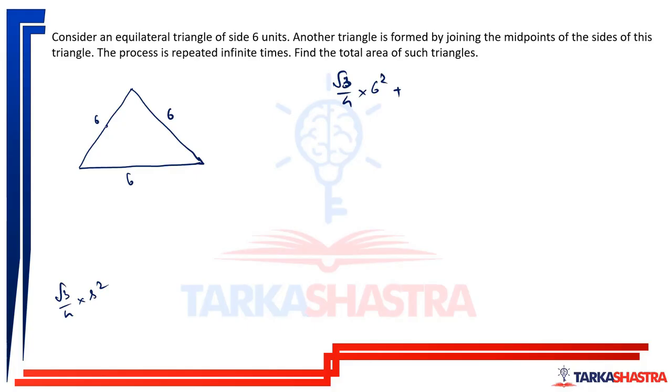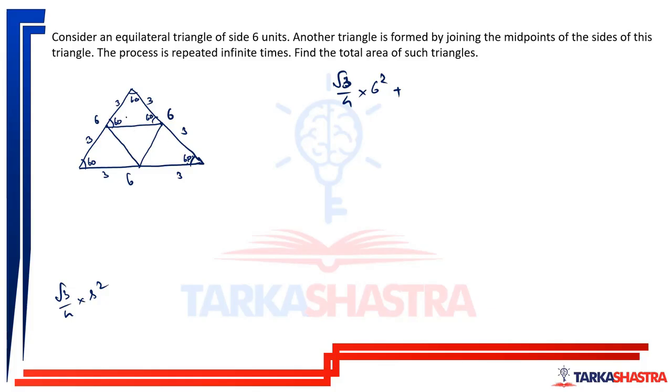Now, if I join the midpoints, this will be 3, this will be 3, this is 3, this is 3. Now, according to midpoint theorem, this angle is already 60. According to midpoint theorem, this angle will also be 60. This angle will also be 60. And this angle will also be 60. According to midpoint theorem, line joining the midpoints will be parallel to the third side. Now that it is parallel, these two are corresponding angles, so it will be 60, 60.